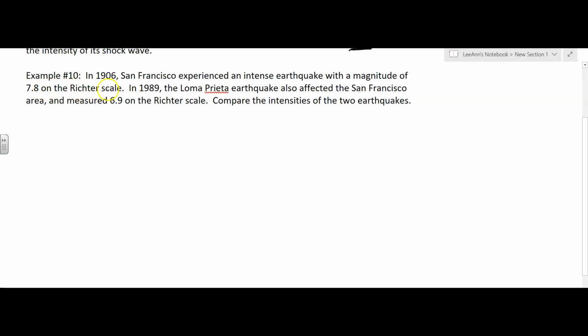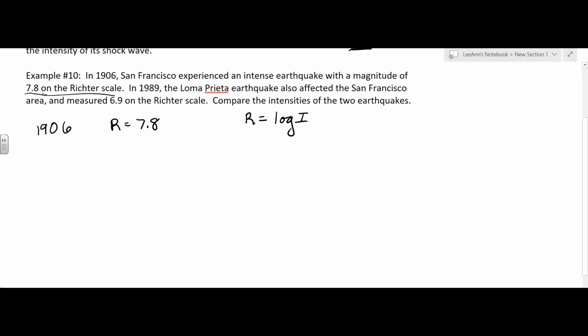This is example 10. In 1906, San Francisco experienced an intense earthquake with a magnitude of 7.8 on the Richter scale. So that's the R. So in 1906, R was equal to 7.8. And that 7.8 is, let's see, the Richter, or the R, is log I. Okay.